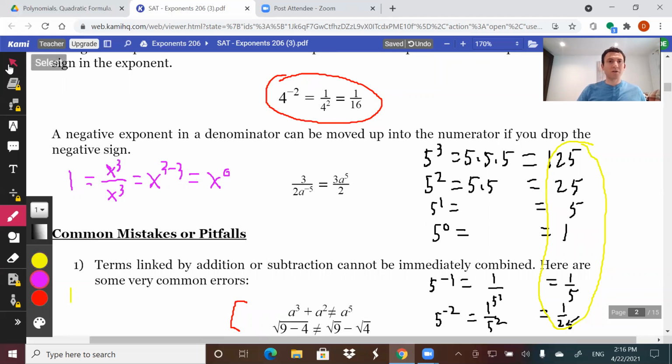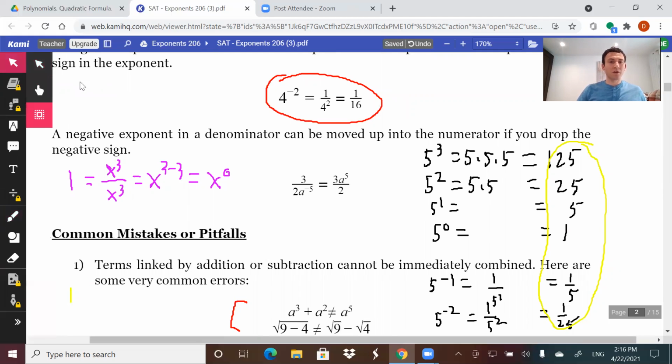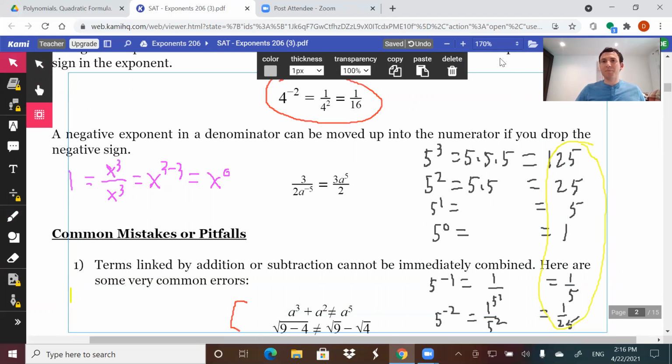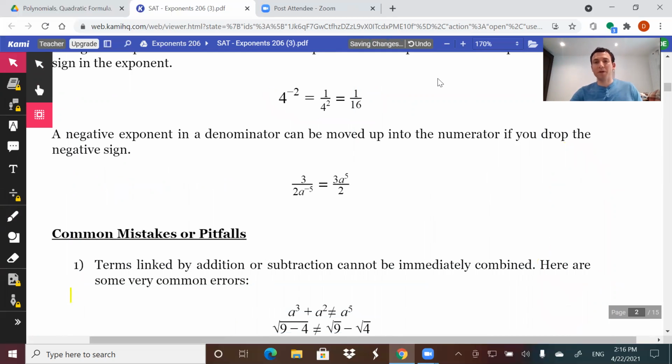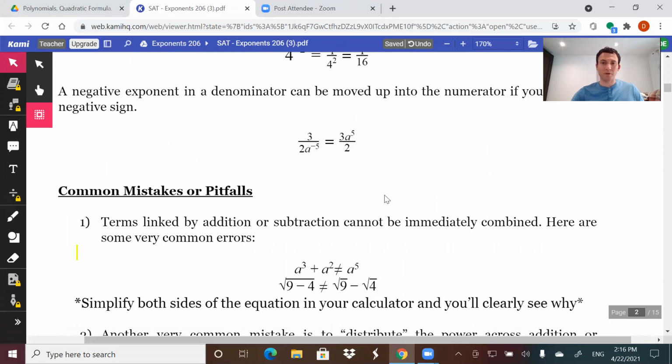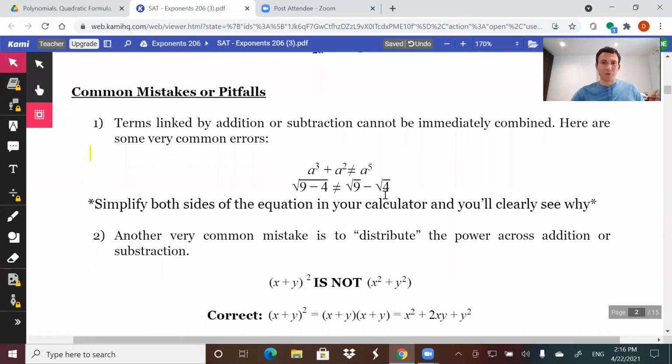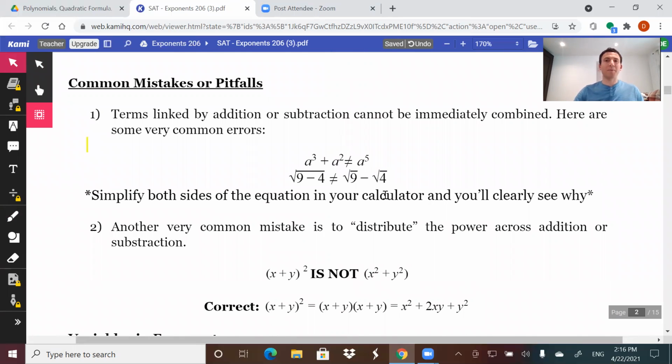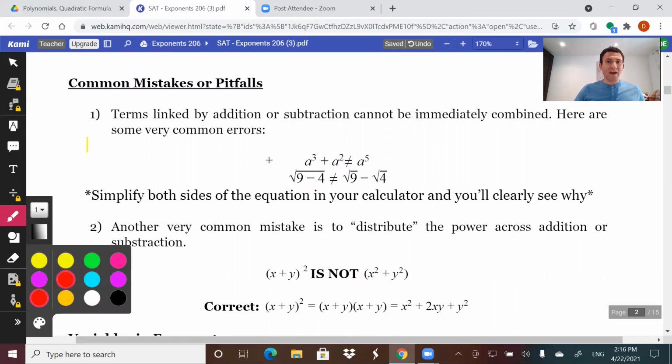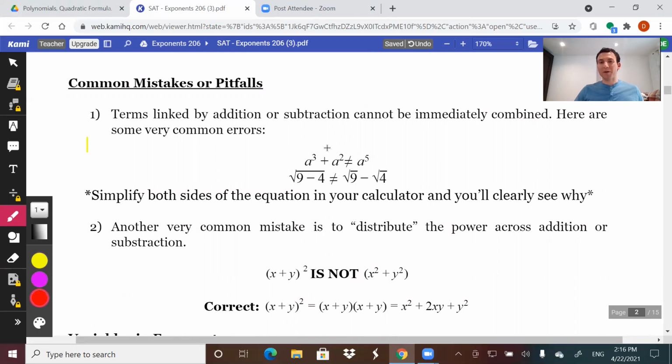All right, let's continue on with some more rules. So we now know negative exponents. We're going to talk in a moment about fractional exponents and what to do with those. But before we do that, let's just look at these two common pitfalls. So first things first, you can't add the tops if the bases are the same, but it's addition. It has to be multiplication. So this is not correct. We can't add the tops here.